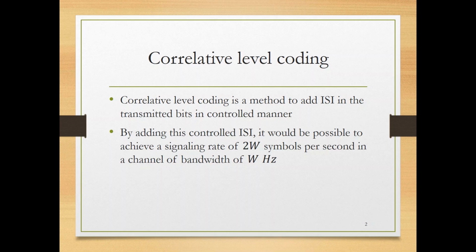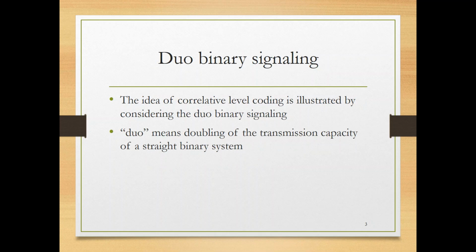Correlative level coding is basically a method to add or introduce artificial inter-symbol interference in the transmitted bits in a controlled manner. By adding this inter-symbol interference, it would be possible to achieve a signaling rate of 2W symbols per second in a channel of bandwidth equal to W. This means that you double the transmission capacity of your system. And this is very significant, very important actually.